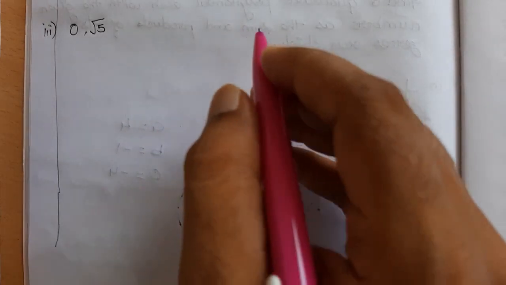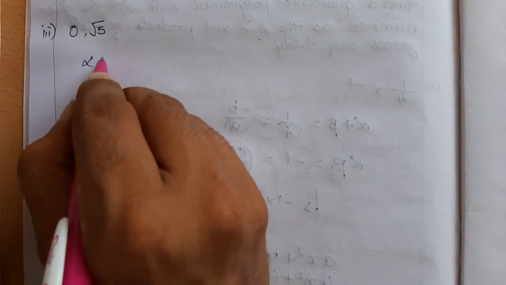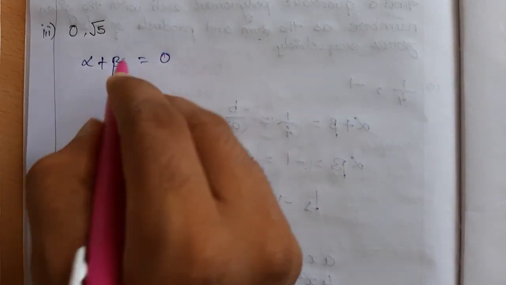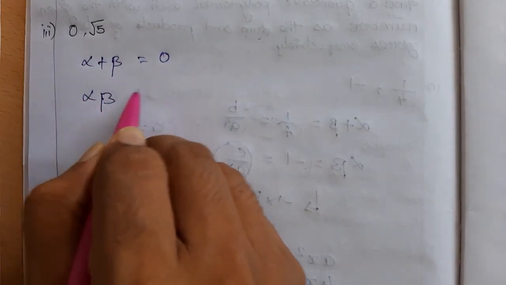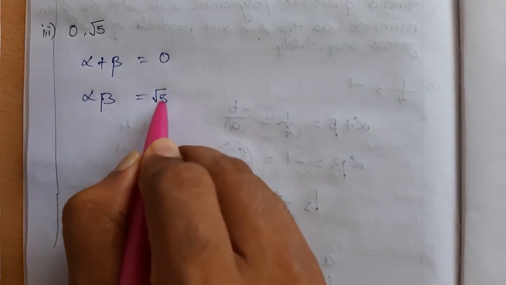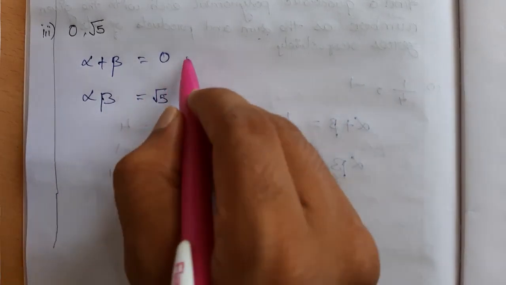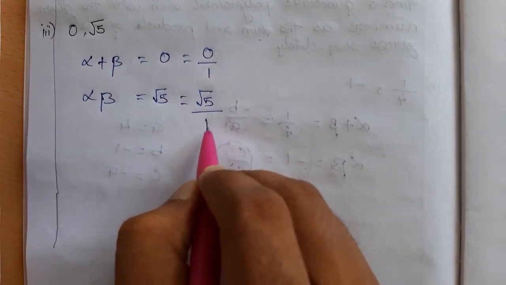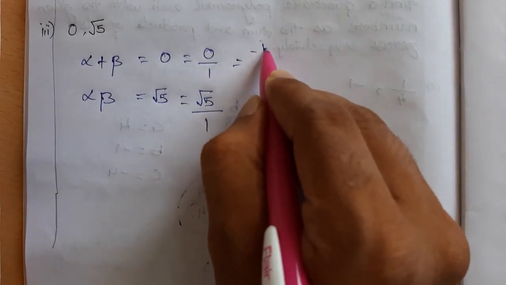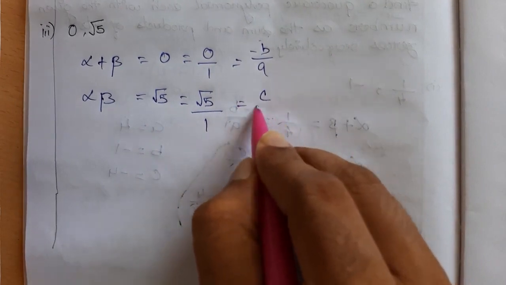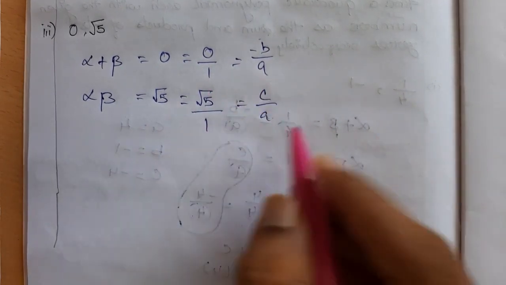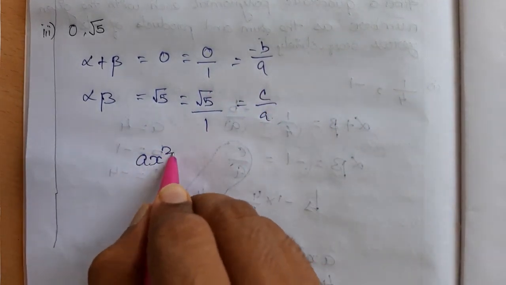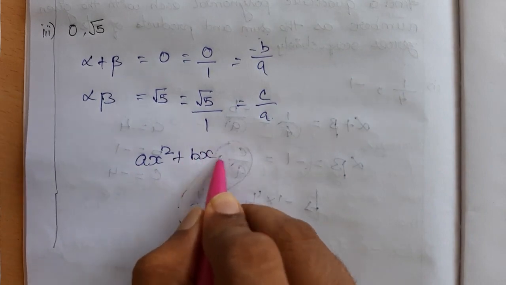Here we go for the final example. So the first term is the sum, and the second term is the product. So alpha plus beta is equal to 0, and second, alpha into beta is equal to square root of 5. Here, whether the denominators are the same, yes, of course, this we can write as 0 by 1, and this we can write as square root of 5 by 1. So it is in the minus b by a form, it is in the c by a form, the a and a are the same. So directly we apply in the form x square plus bx plus c.